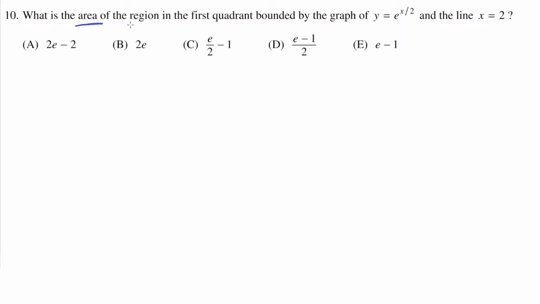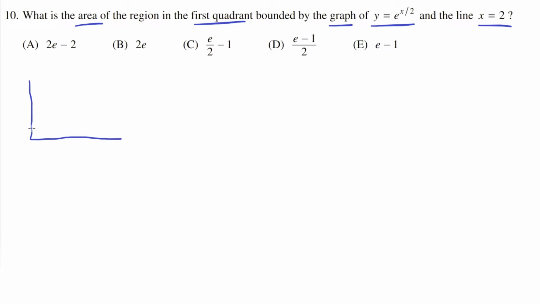What is the area of the region in the first quadrant bounded by the graph of y equals e to the 1/2 x and the line x equals 2? So let's quickly draw the situation.